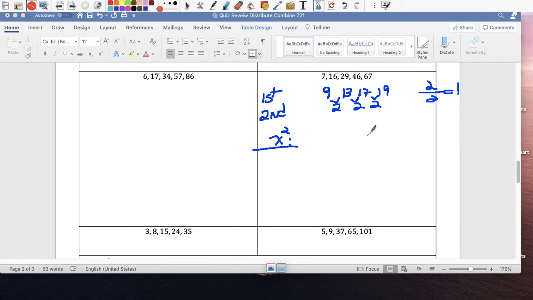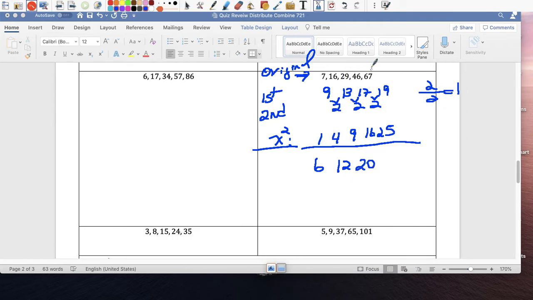So how does an x squared sequence go? Let's do the first 5 numbers. 1 squared is 1, 2 squared is 4, 9, 16, 25. So we're going to remove this sequence from the original, and we're going to subtract. 7 minus 1 is 6. 16 minus 4 looks like 12. 29 minus 9 is 20. 46 minus 16 is 30. Am I doing something wrong here?